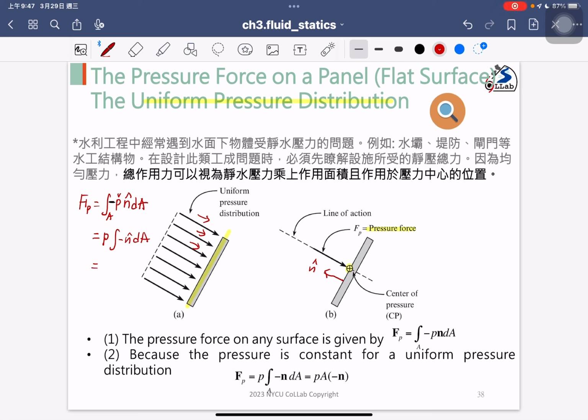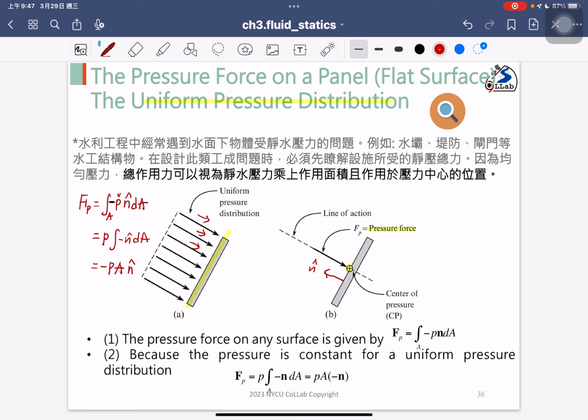So finally, we know that the answer is minus P multiplied by the total area with the normal vector in the opposite direction. This is the pressure force we will have if we consider the plate is a flat plate panel with a uniform pressure distribution. This is just an idea we would like to emphasize when we deal with problems involving pressure distribution.